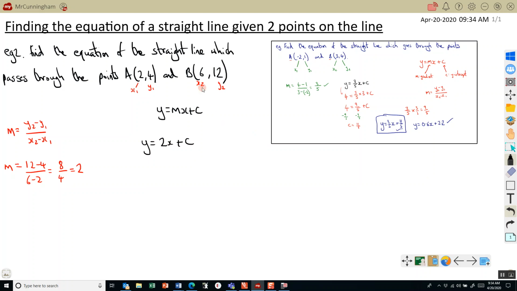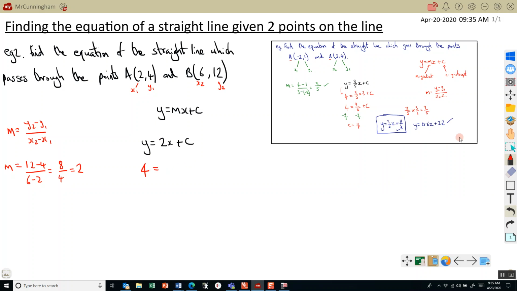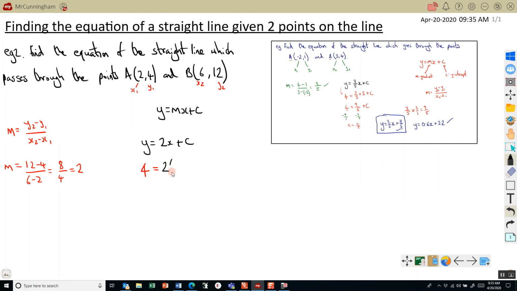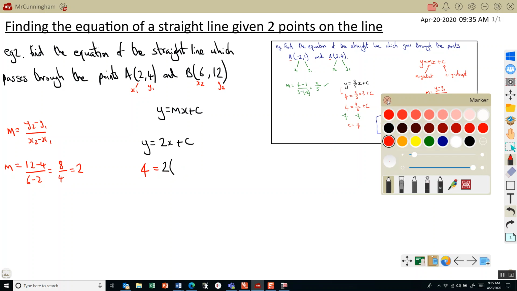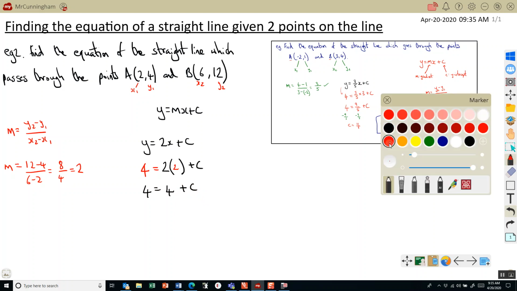Correct. We can use either one. It doesn't matter. Let's use a this time. So I take the value of a. What is the y coordinate? It is 4. What is the x coordinate? 2 multiplied by x coordinate is 2. So I've got 4 is equal to 2 2s are 4 plus c. So work out for me the value of c.